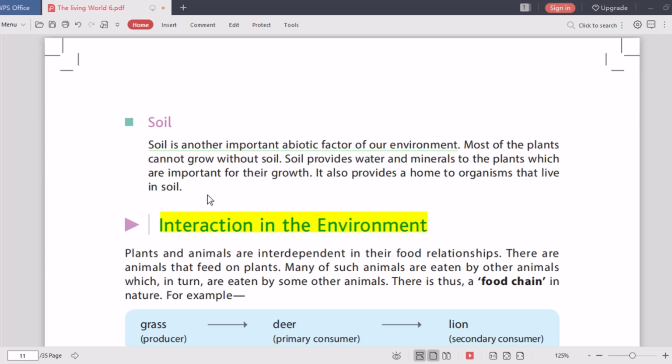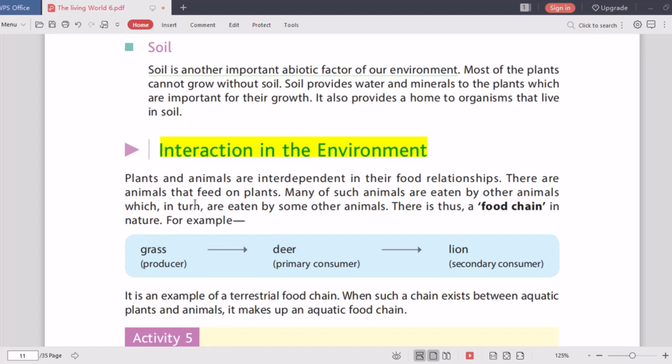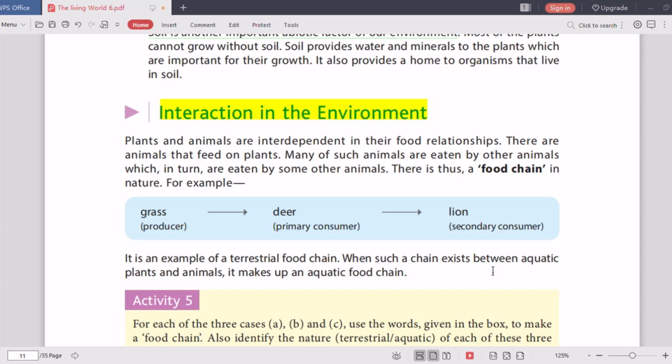So here we have to study a different topic, that is interaction in the environment. Plants and animals are interdependent in their food relationships. There are animals that feed on plants. Many of such animals are eaten by other animals, which in turn are eaten by some other animal. There is thus a food chain in nature. For example, grass is the producer, deer is the primary consumer, also called herbivore, and lion is the secondary consumer, also called carnivore. It is an example of a terrestrial food chain.